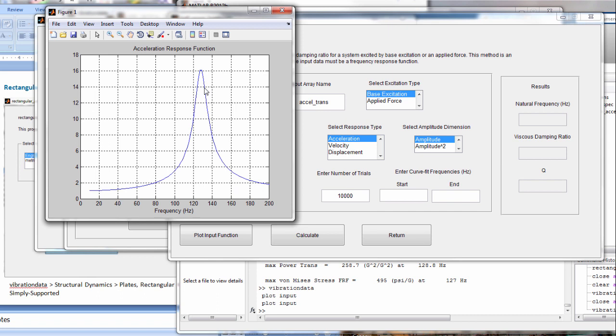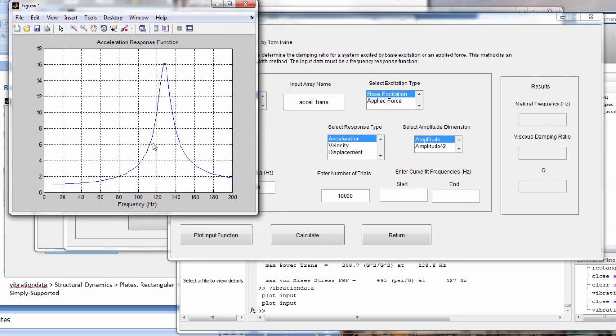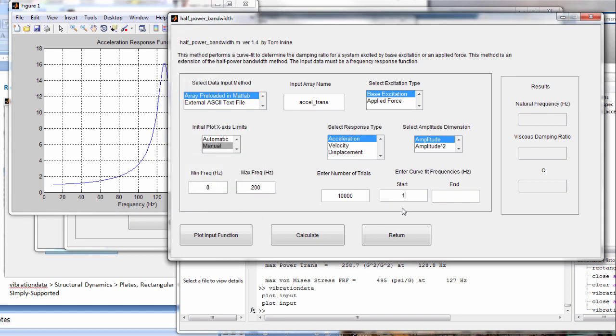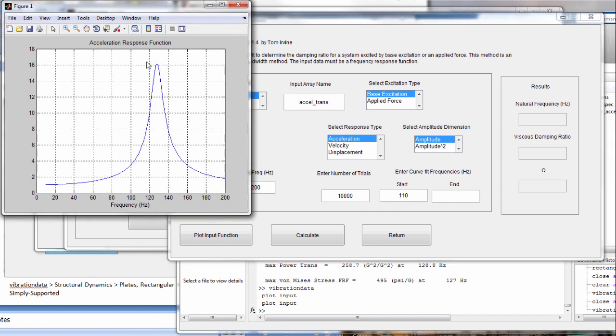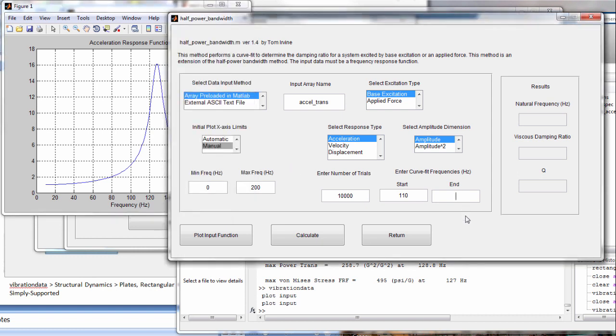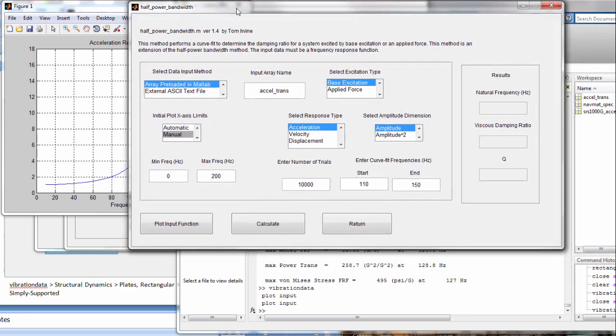So we're going to use our more robust generalized method for determining the Q value from the peak, and it's the half-power bandwidth method. So let's do our curve fit. We're not going to take this whole spectrum. We're just going to zoom in a bit. We get a little more accurate if we zoom in. So let's say maybe from 110 hertz will be our lower frequency for our curve fit, up to about 150 hertz. So we're going to do 10,000 trials from 110 to 150 hertz. Let's do the curve fit, and let's back out what our Q value is.